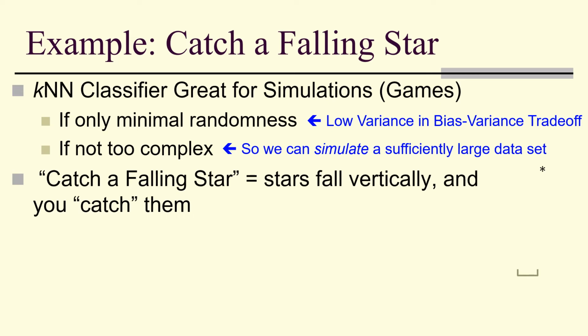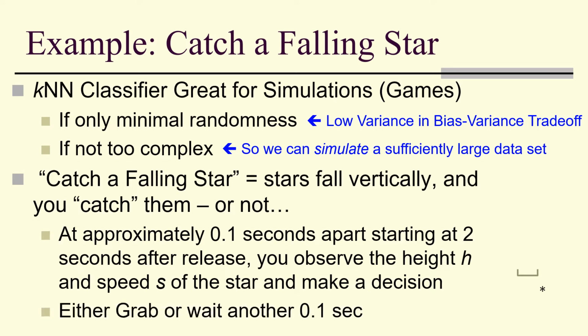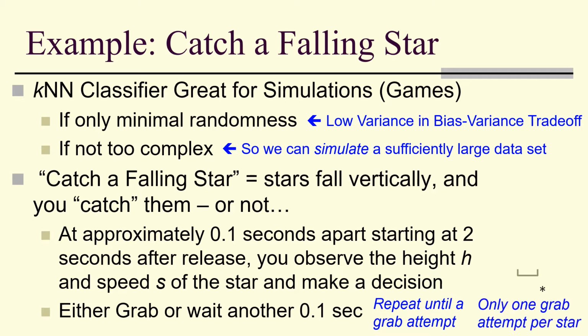So, catch a falling star. The stars fall vertically and you catch them, or not. At approximately 0.1 seconds apart, starting at 2 seconds after release, you observe the height and speed of the star and make a decision: either grab or wait another 1/10 of a second. You repeat until you make a grab attempt, and you only get 1 grab attempt per star.